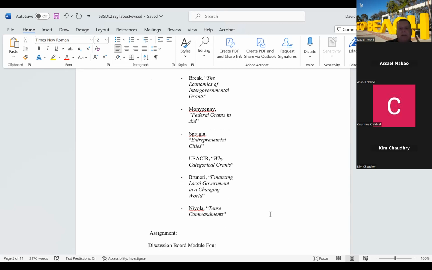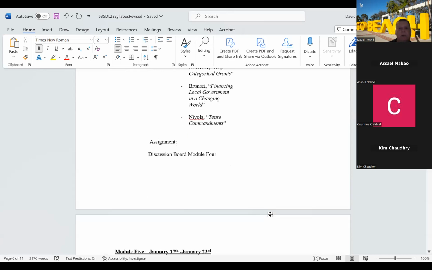U.S. ACIR. ACIR stands for the Advisory Commission on Intergovernmental Relations. It's an organization we will talk about several times in this course, understanding that it is no longer in existence. It went out of existence in 1996, but it really provided a wealth of research on issues of intergovernmental relations. In this article, ACIR asks the question of why we have categorical grants, and then provides a pretty compelling explanation for why we see so many categorical grants.